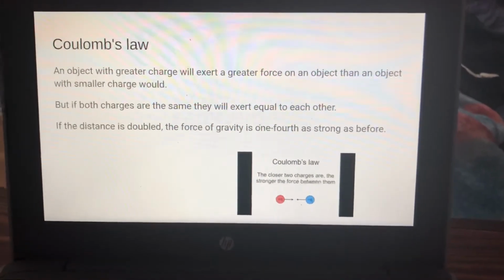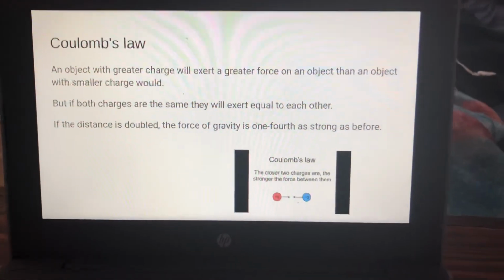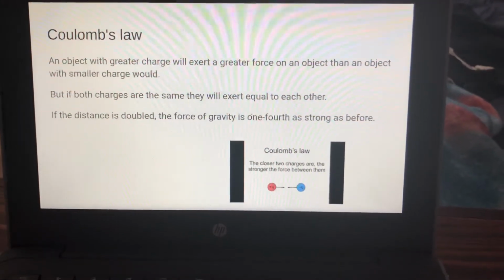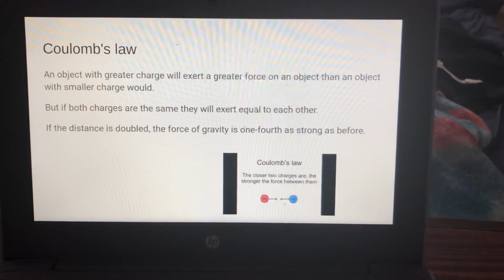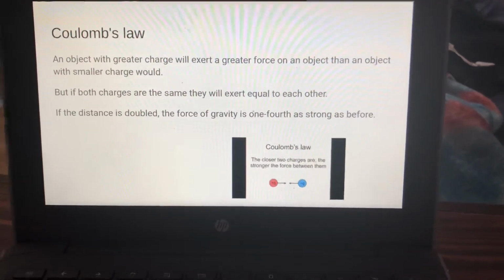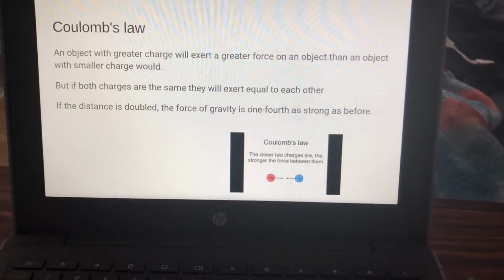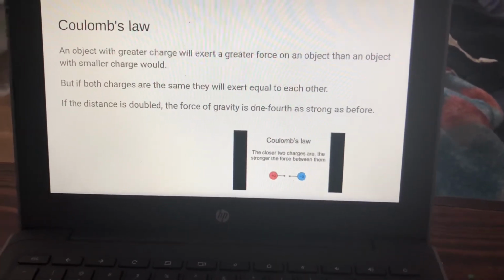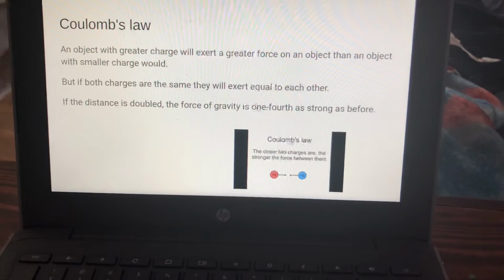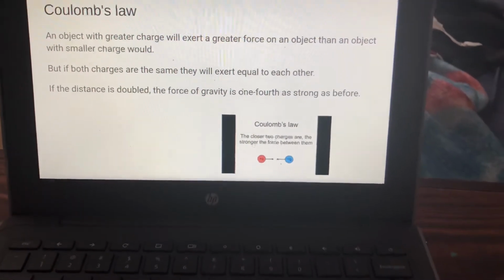Coulomb's law. An object with greater charge will exert a greater force on an object than an object with a smaller charge would. But if both charges are the same, they will exert equal force on each other. If the distance is doubled, the force is 1/4 as strong as before.